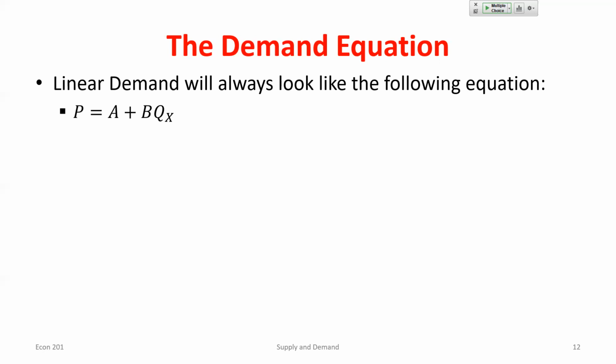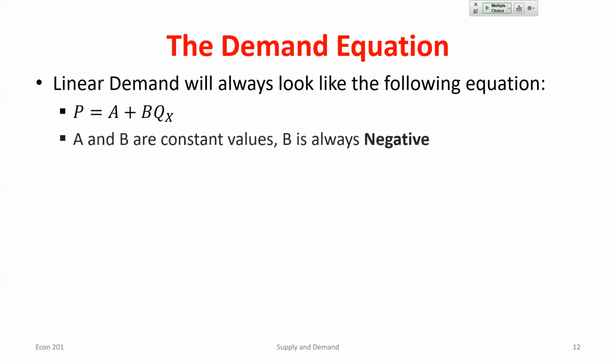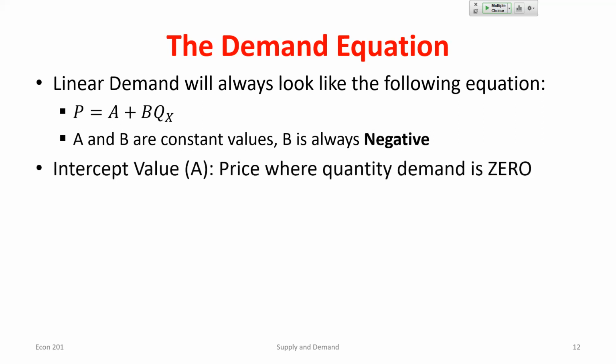And then what's the price if somebody wanted to buy 2 units? I plug a 2 into the quantity demand, and I could compute the price at which they would demand 2 units, and so on and so forth. But here, if B represents the slope, B, I said, is always going to be negative, when it comes to the law of demand. So B is always going to be negative.